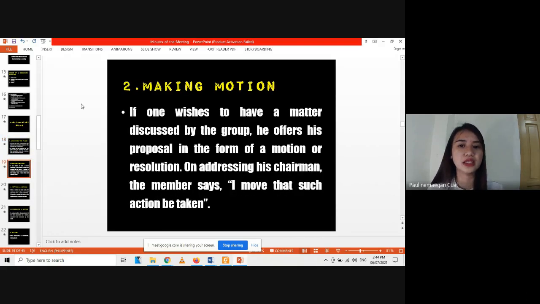Next is making a motion. If one wishes to have a matter discussed by the group, he offers his proposal in the form of a motion or resolution. On addressing the chairman, the member says, I move that such action be taken. Maybe you are starting to think about the election of officers, because these rules also apply during the election of officers.